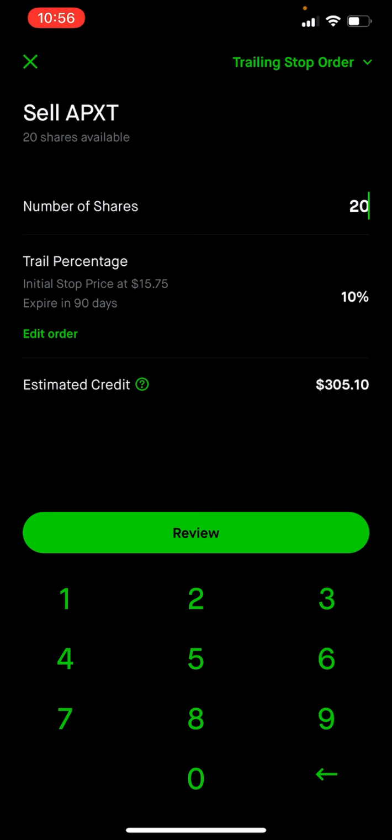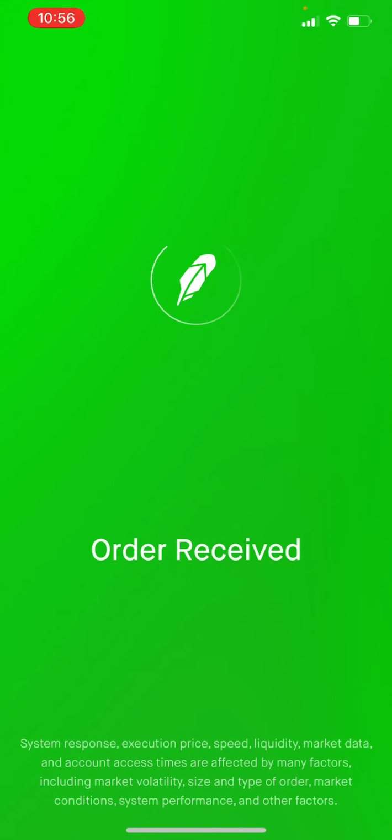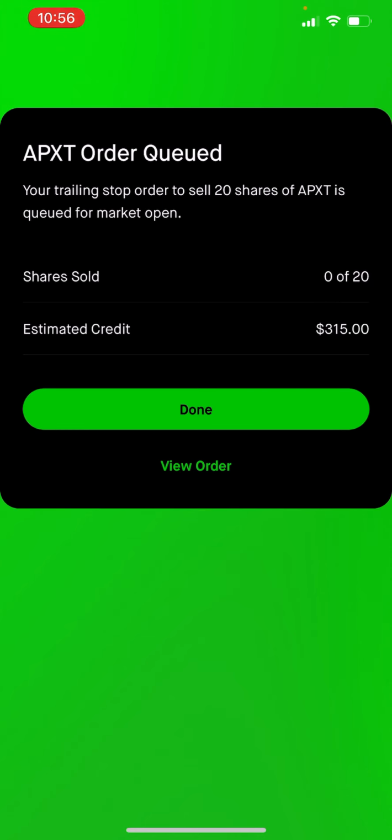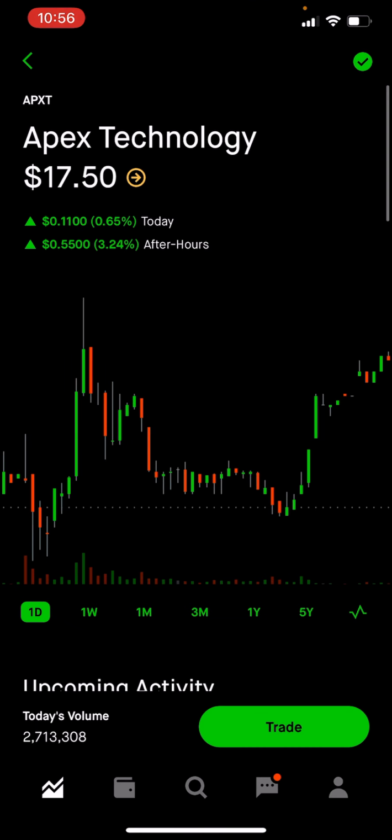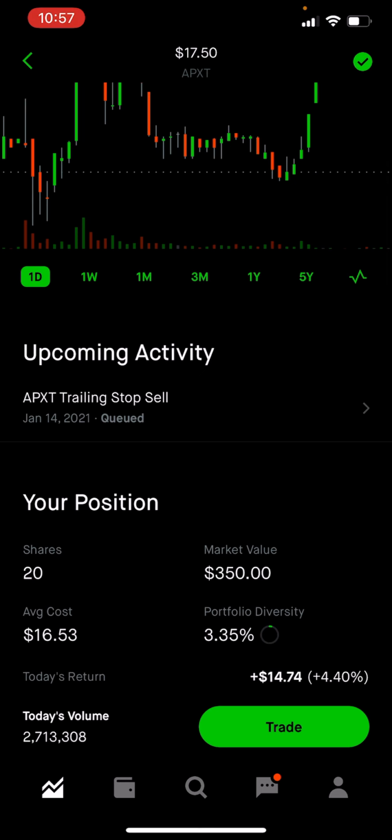If it doesn't, if it keeps going up, I'm going to be locking in more and more profit. But this is what my initial risk is. So I click on that, I put review, and I place it. Then boom, it says shares sold, 0, because it hasn't hit down to that price. And like that, I've already set up a trailing stop order. So I lock in profits no matter what.